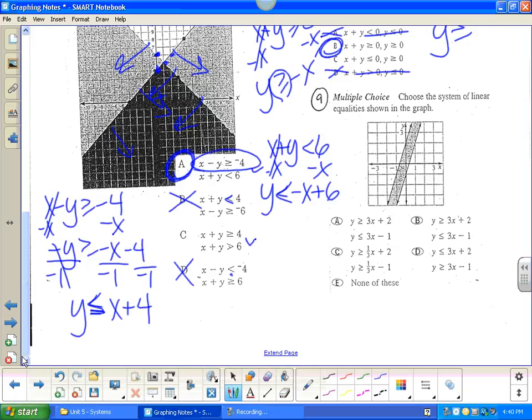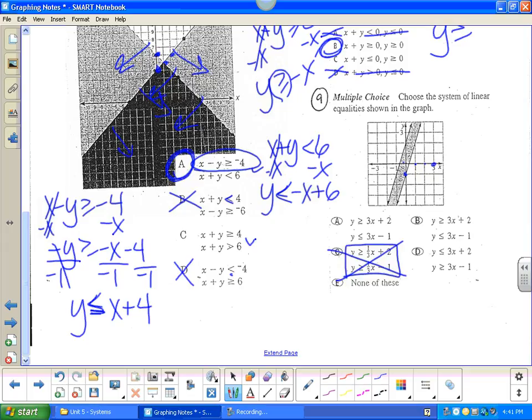Number 9, choose the system of linear inequalities shown in the graph. So these are obviously parallel lines, so they need to have the same slope. The answers that stick out to me are C. Their slopes are 1/3, and that means that from here we would go up 1, right 3, which we do not. So he is out.